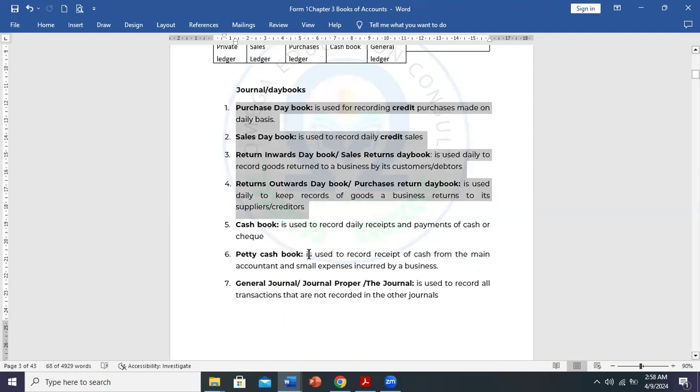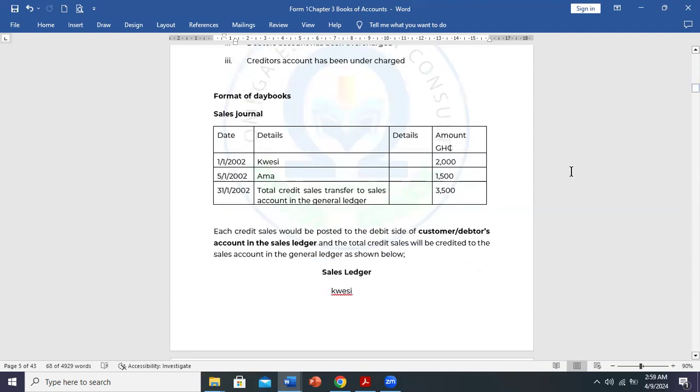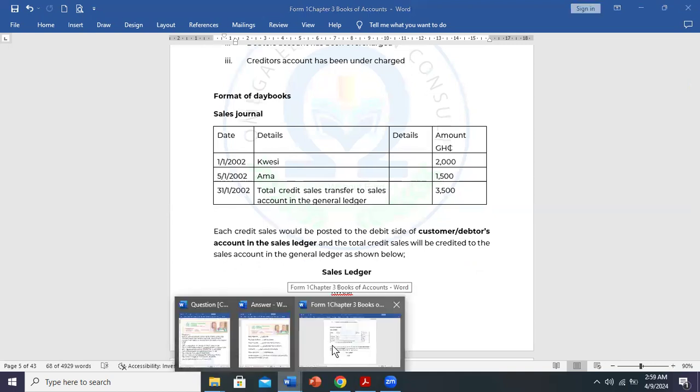So let's look at the first 4, which is the sales, the purchases, and the return inwards. So let me show you here on this page.